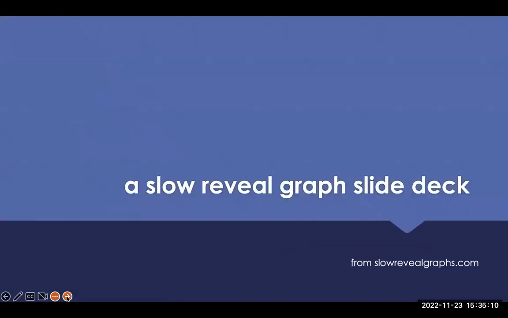So this is an example of a slow reveal graph. You would download the slide deck and you would project them in your classroom, and you would show one slide at a time. So I'm going to go through that sort of process with you. This would be the first slide. There's no numbers and there's no words yet. There's just a visual representation of data.